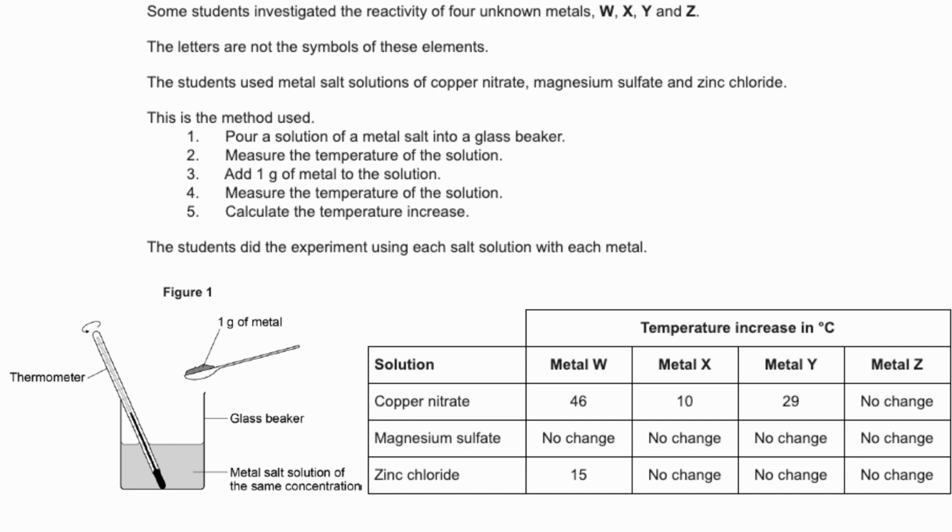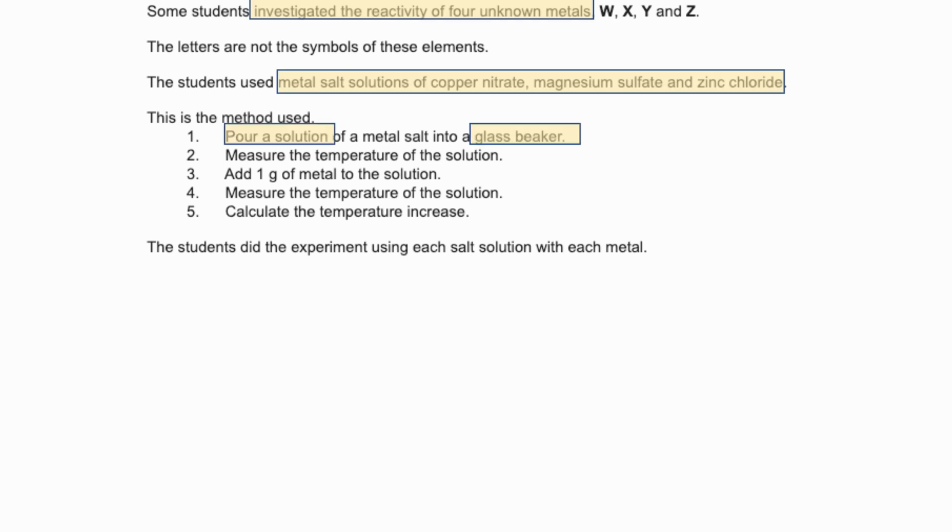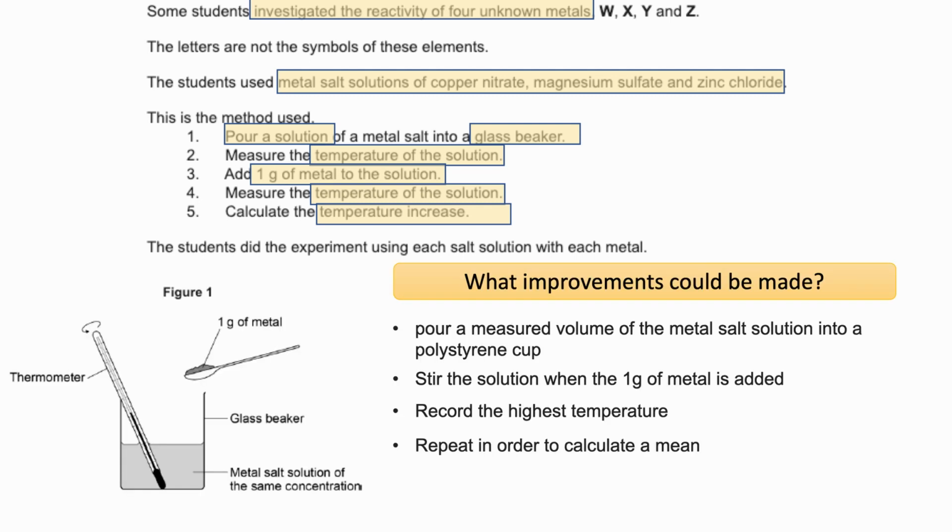First, they pour a solution of the metal salt into a glass beaker. They measure the temperature of the solution. They add 1 gram of the metal to the solution. They measure the temperature of the solution, and then they calculate the temperature increase. There are 4 important improvements that we can make for this method. The first thing is that we pour a measured amount of the solution into a polystyrene cup. Remember, we're trying to reduce that heat loss.